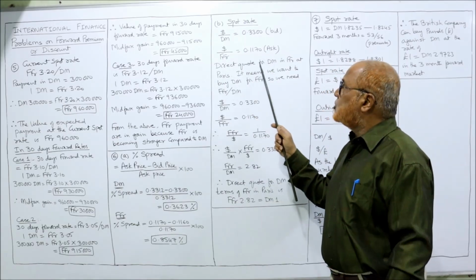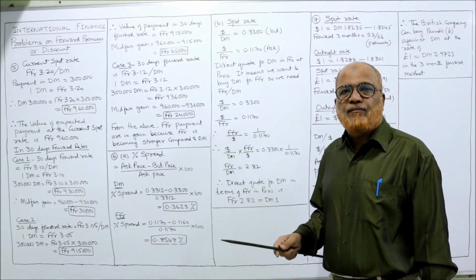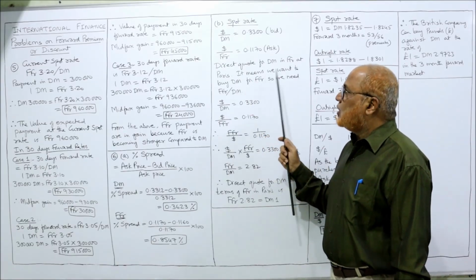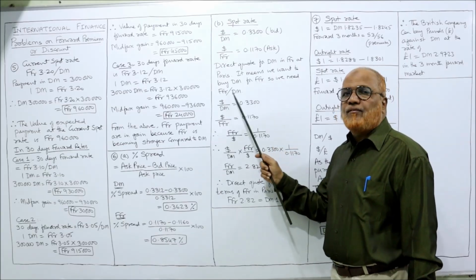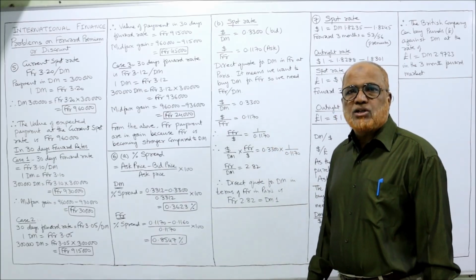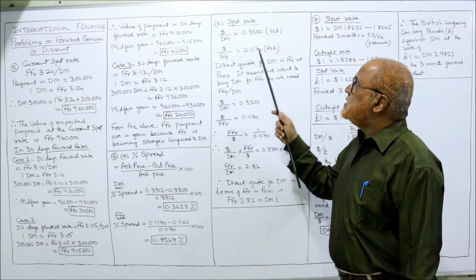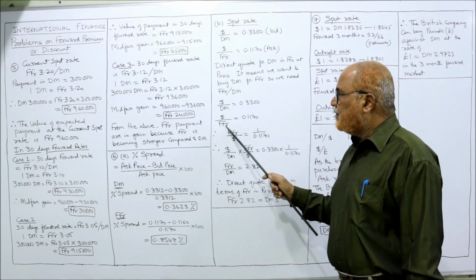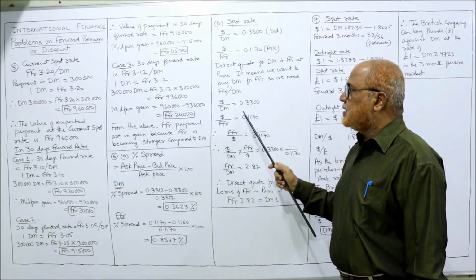Now we need the direct quote for DM in FFR. That means we need FFR per DM at Paris. It means we want to buy DM for FFR. So we need FFR per DM. This is the rate quotation we require, right? Here, dollar by DM is 0.3300, whereas dollar per FFR is 0.1170. This is the bid rate, this is the ask rate.